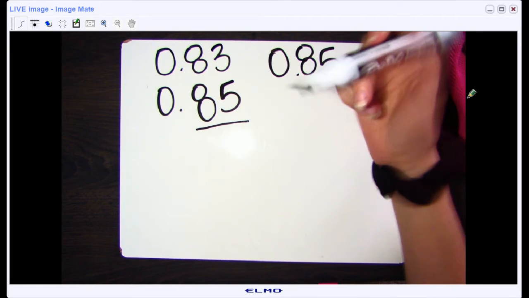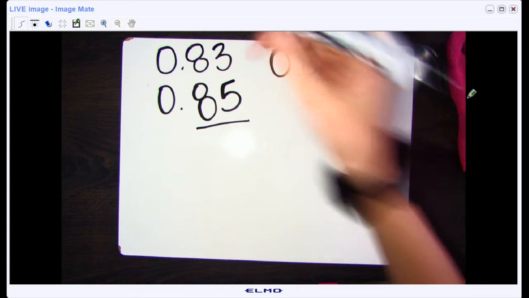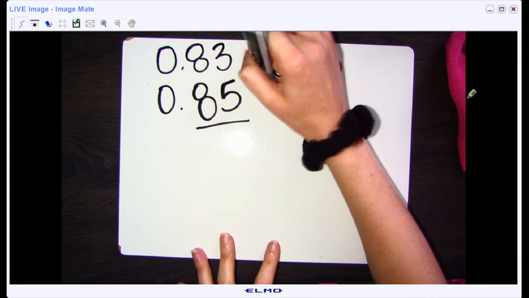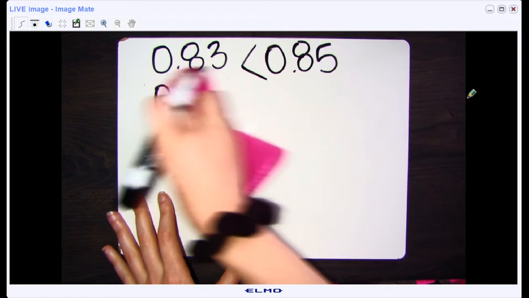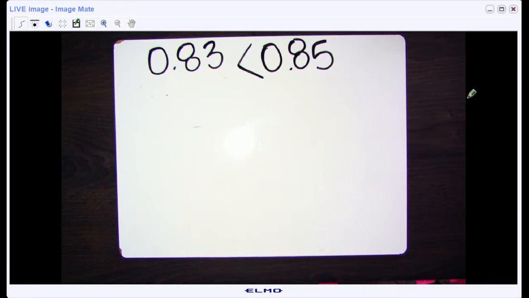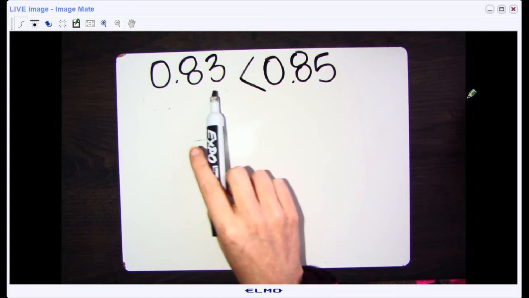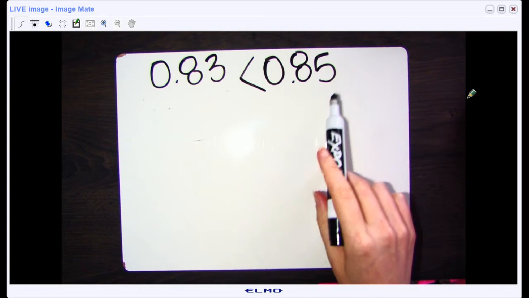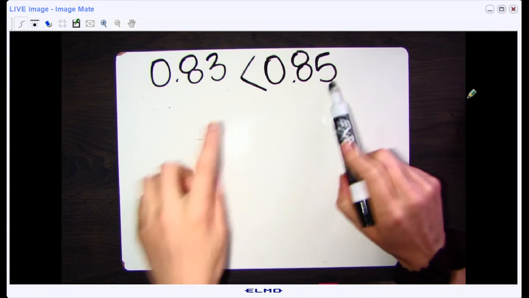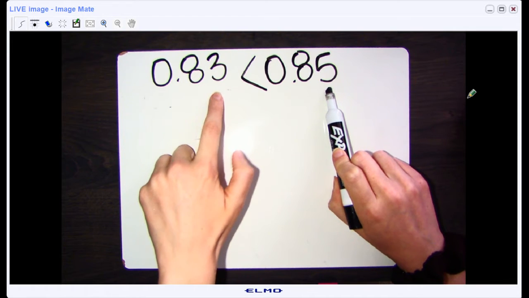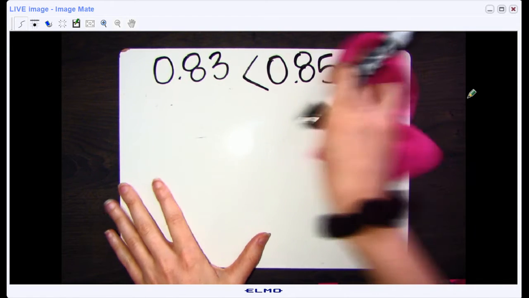So if we were to write our little alligator sign, it would be facing the 85 hundredths because the alligator likes to eat the most. So this would read 83 hundredths is less than 85 hundredths because this 5 in the hundredths place is bigger than this 3 in the hundredths place.